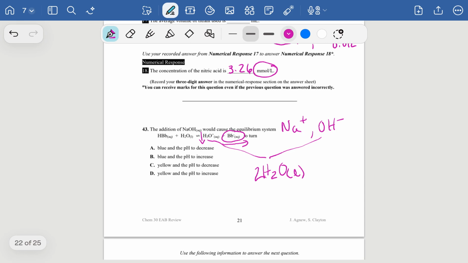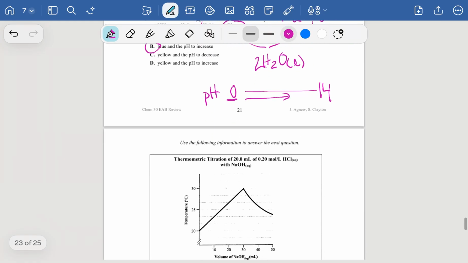The other part is if you're decreasing your hydronium from the system, right? So if you take a look at your pH scale, you're decreasing hydronium means you're becoming less acidic. So if you're less acidic, you're moving away from your acid, you're increasing on the pH scale. So your answer is B.